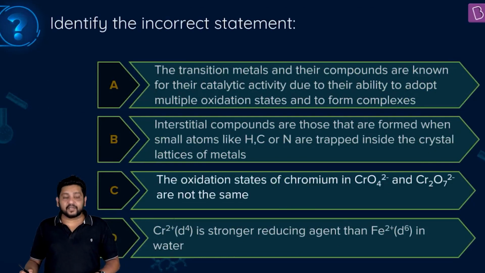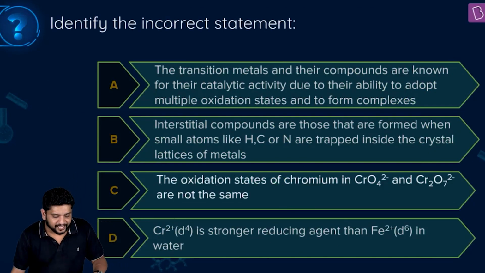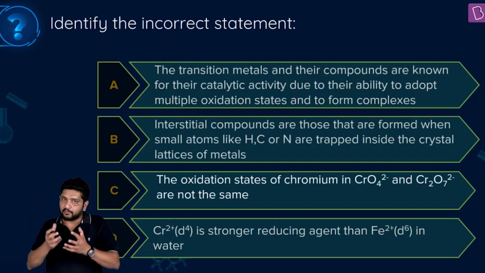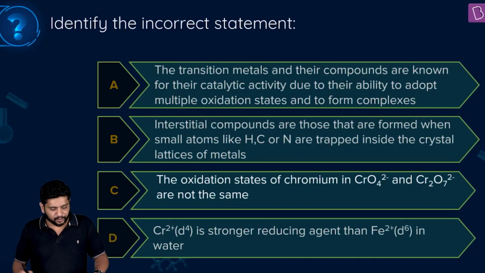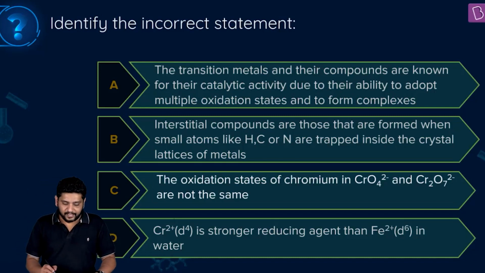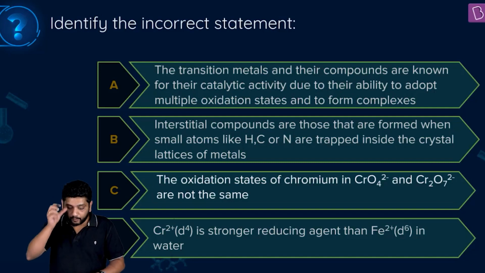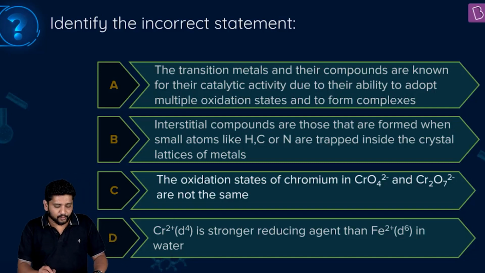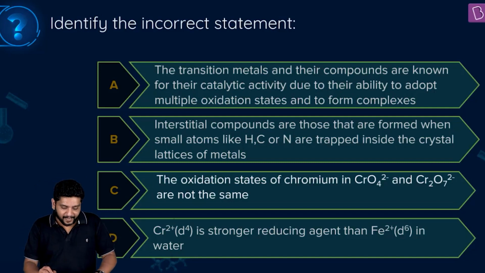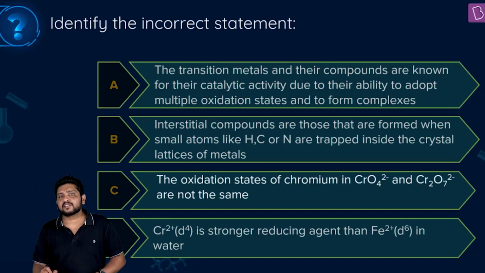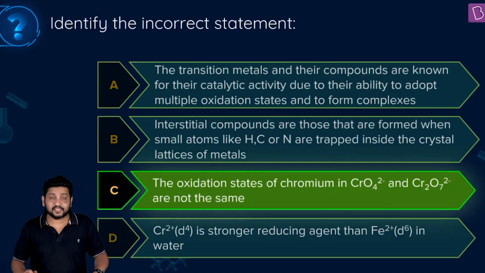Yeah, so we were here. What were we doing here? We were looking for the incorrect statement, right? The transition metals and their compounds are known for their catalytic activity due to ability to form multiple oxidation states and form complexes. This is pretty much true. Interstitial compounds are formed because of small atoms being trapped inside the crystal lattice. This is also true. Oxidation state of chromium in chromate and dichromate are not the same. This was wrong. We know they are both in +6 state. And Cr2+ is a better reducing agent than Fe2+. This is true. So our correct answer is of course option C.